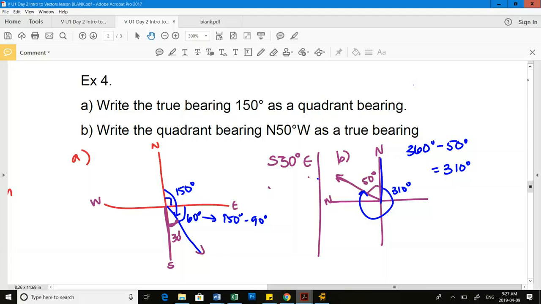Okay, so remember guys, your quadrant bearings have to be between 0 and 90. They're always that acute angle depending on what quadrant you fall in. It can be southeast, southwest, northwest, northeast. Good? Any other questions? Okay.